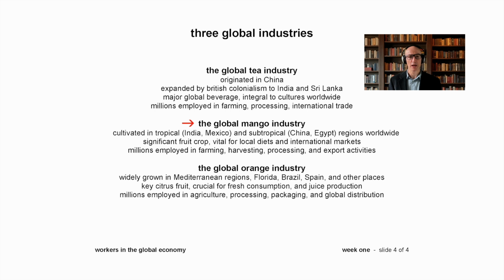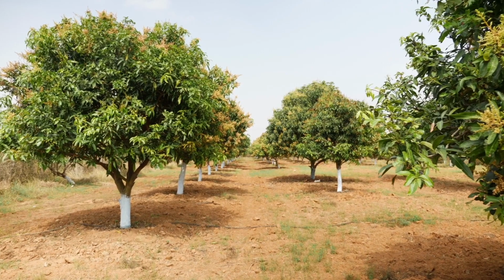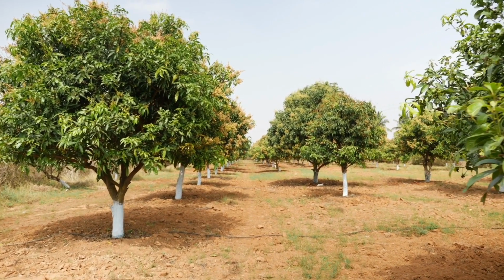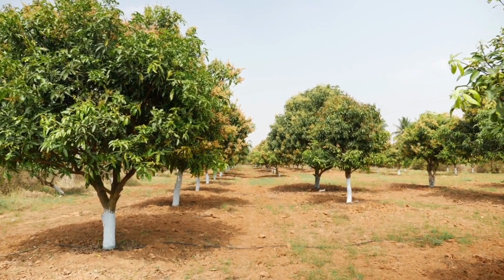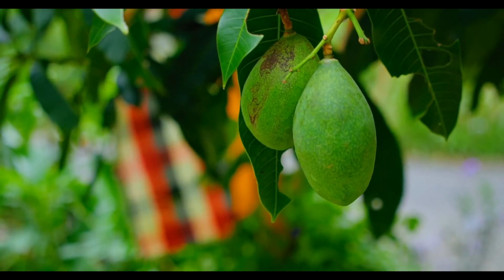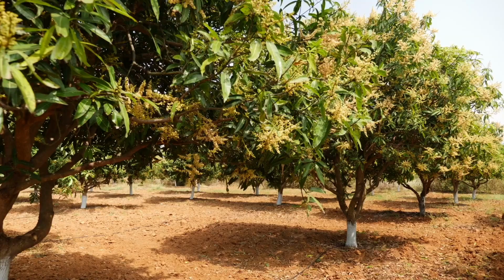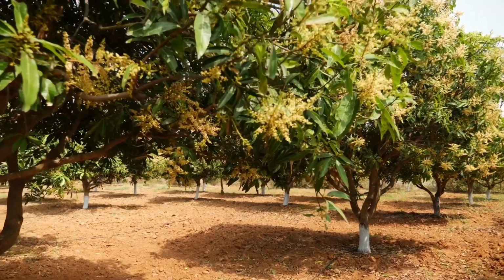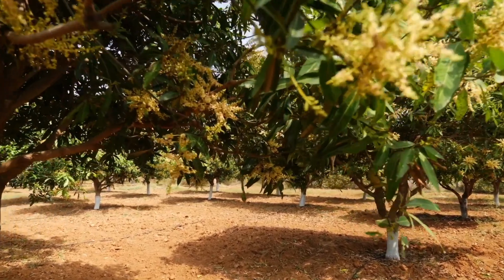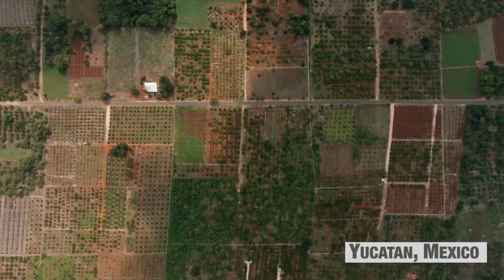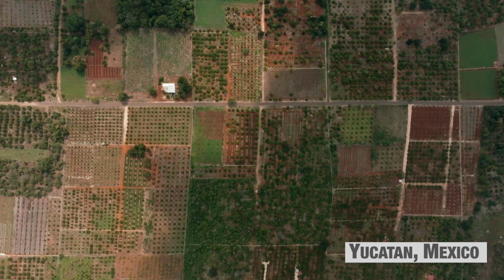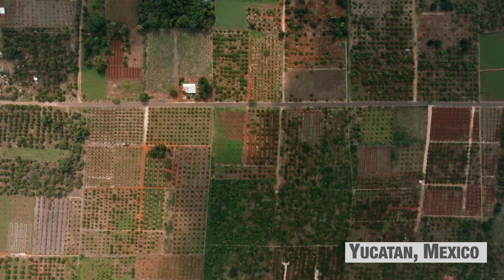Next, the global mango industry, which reveals the complex dynamics of cultivation, technology, and sustainability. Mangoes are grown in warm regions like India, Mexico, and Egypt. It's a staple fruit enjoyed worldwide. However, mango production often relies on farm laborers working long hours for minimal pay. In Mexico, for example, workers may earn as little as $5 a day.